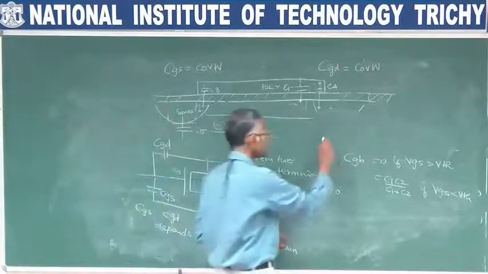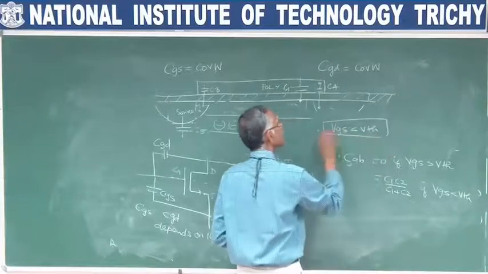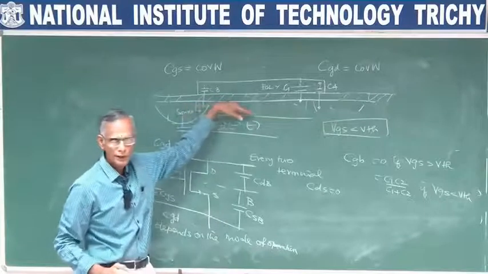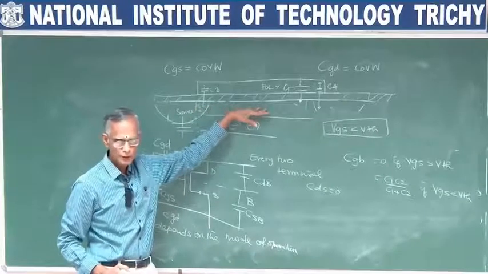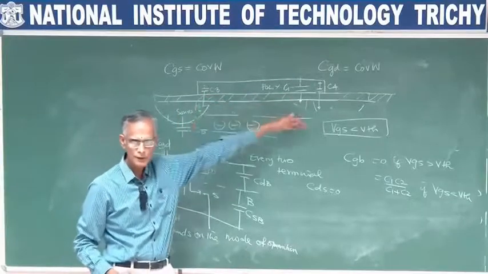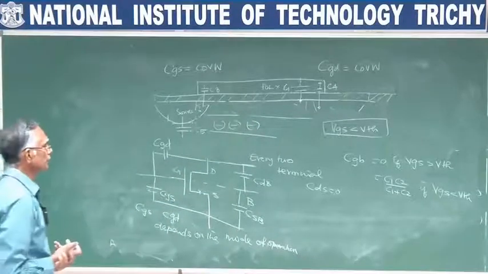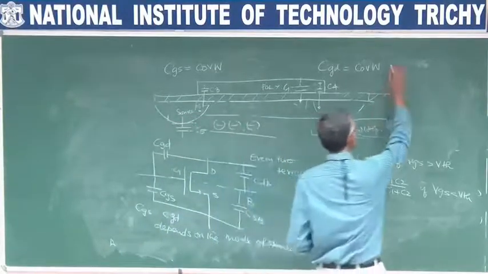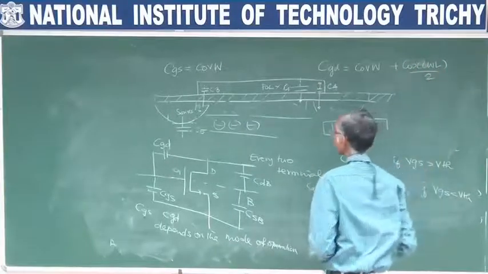If VGS is less than VTH, here I will be having a depletion region. In this case, there is no difference between source and drain, because we have depletion region all over, there is no current flow. So in that case, your CGD becomes equal to COV into W plus COX into W by L by 2.